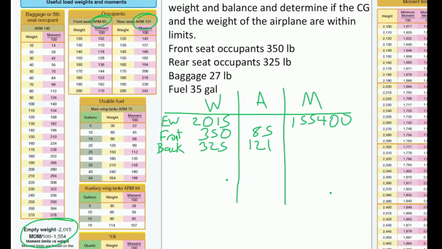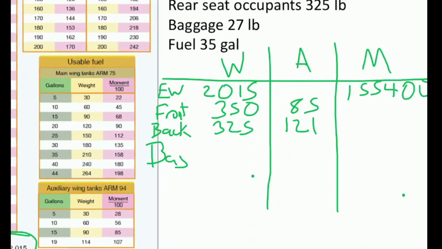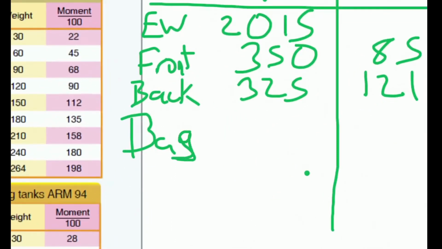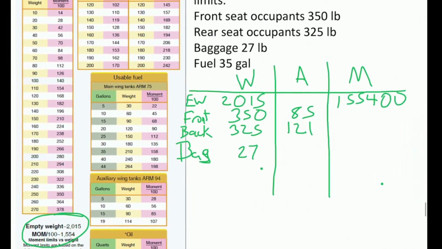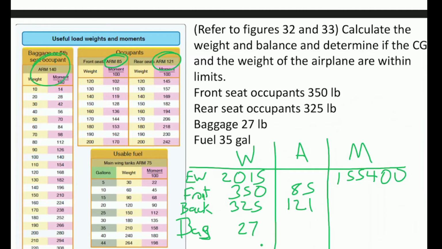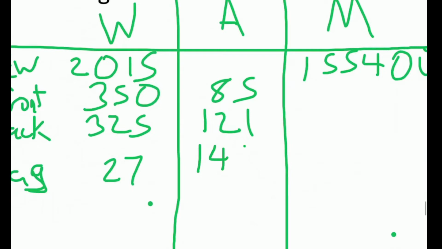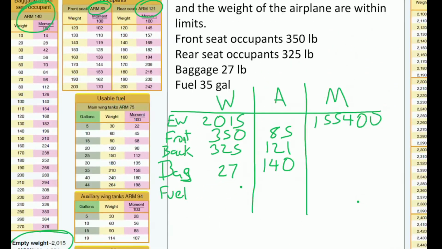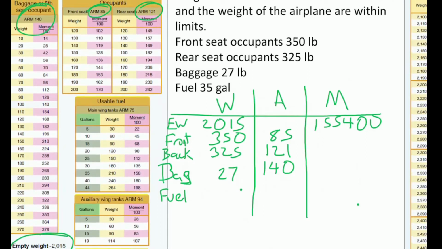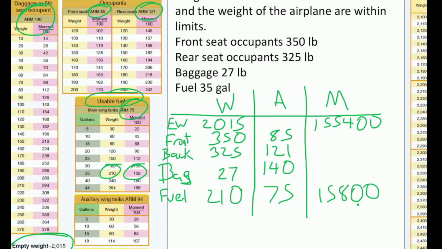Baggage, 27. And the arm is 140. All right, your fuel is 35 gallons. If we write 35 here, that would be wrong because it needs the weight, not the number of gallons. Remember that. So 35 gallons, as we look here under usable fuel, is 210 pounds. The arm is 75, and it gives us what our moment will be, which would be 15800.